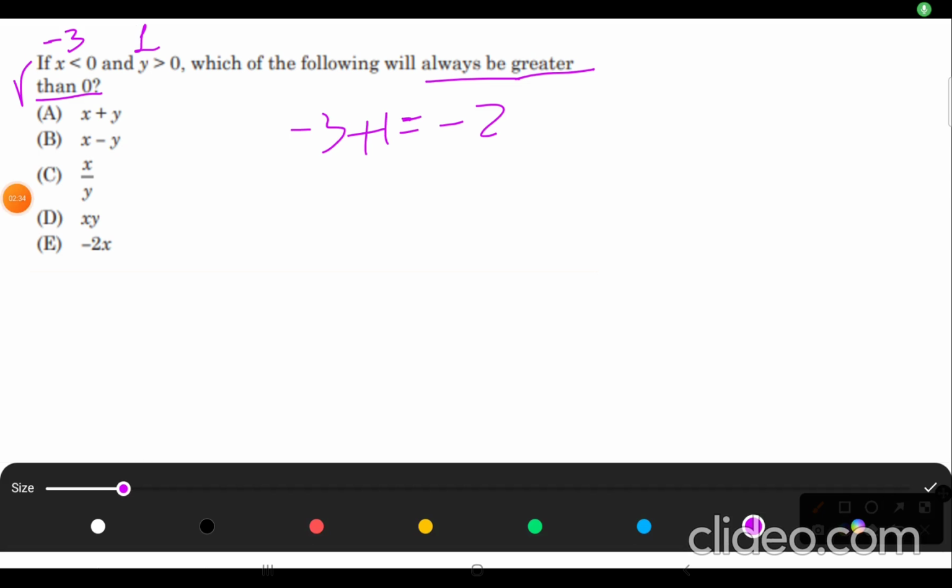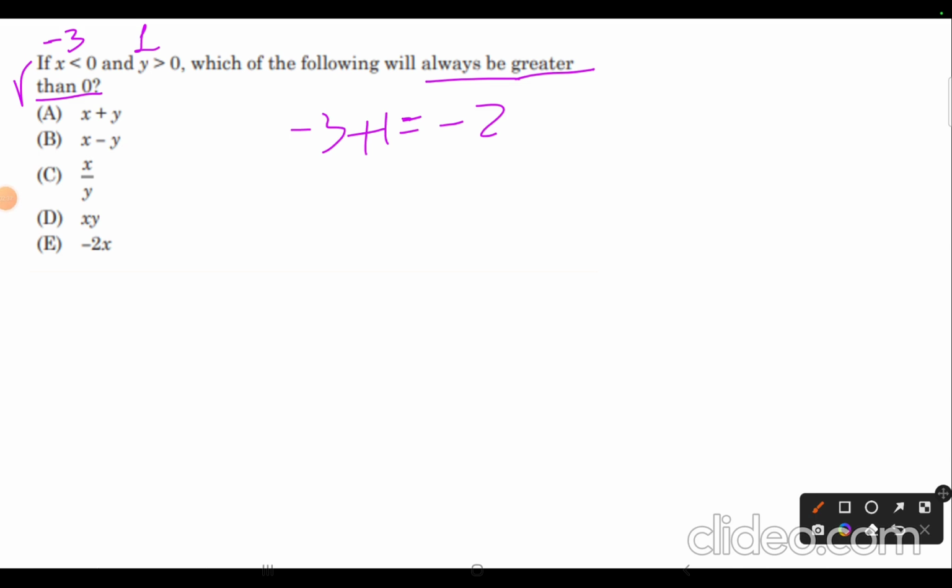But when we use, instead of x, -1, and instead of y, let's use 4. When we add them, we have a positive number. So it depends. Sometimes it's negative, sometimes it's positive. So it's not always positive.